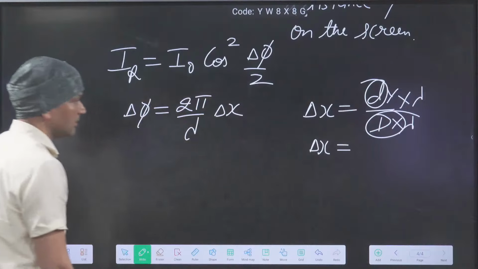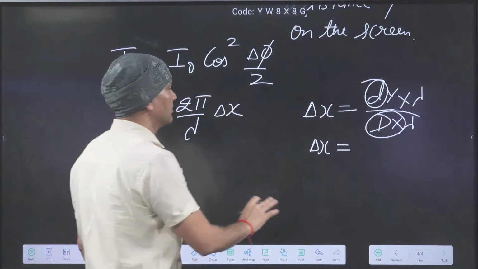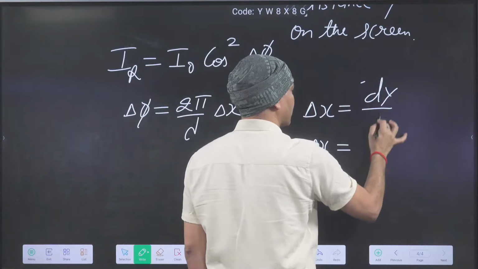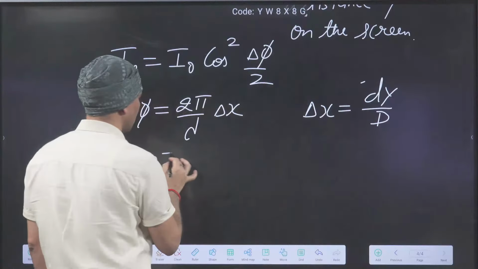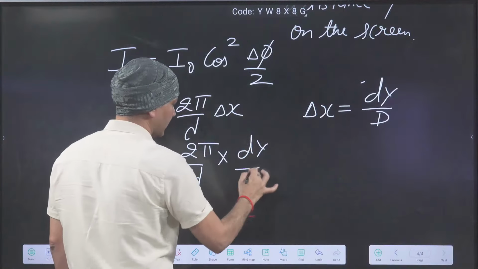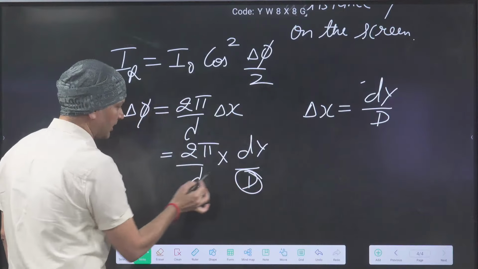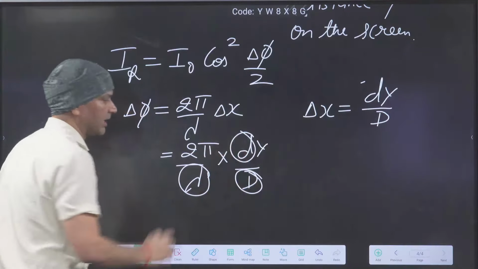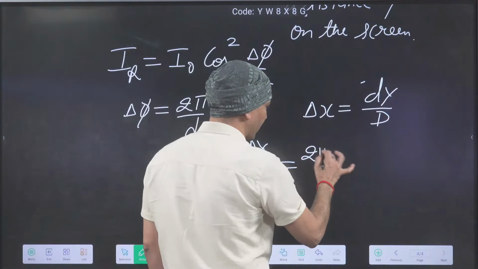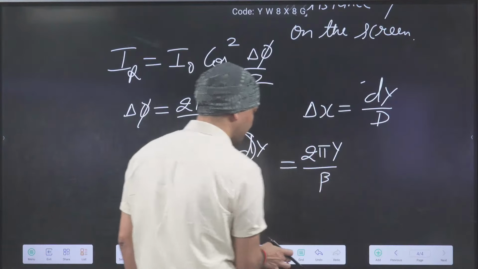Everybody getting or not? Otherwise, delta x you can directly use as dy by capital D. This I am directly putting here: 2 pi by lambda into dy by capital D. Now capital D lambda by small d, that will be beta. So this I can say is 2 pi y by beta.